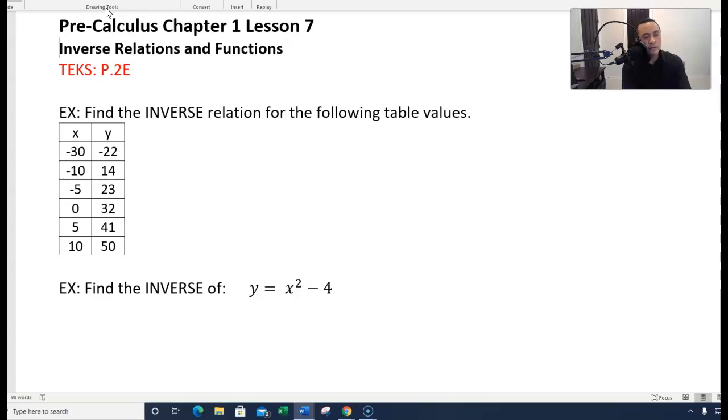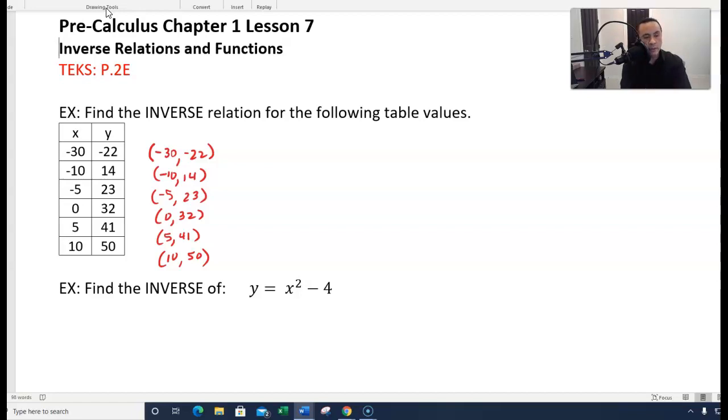So this is a list of values, and if you write them down as ordered pairs, then you have this setup right here: (-30, -22), (-10, 14), (-5, 23), (0, 32), (5, 41), and then we have (10, 50). So this is your relation. A relation is a set of ordered pairs.